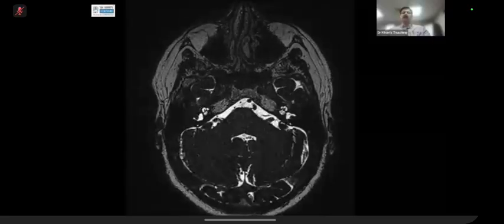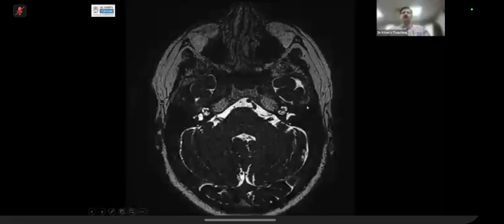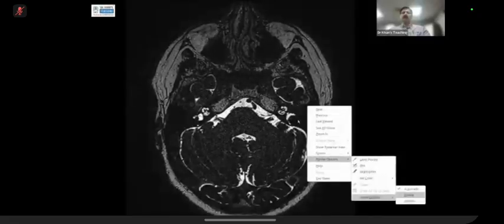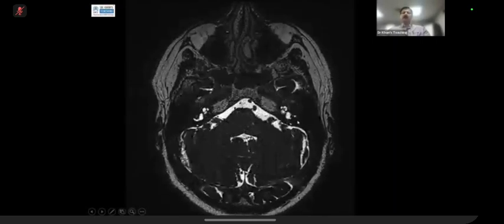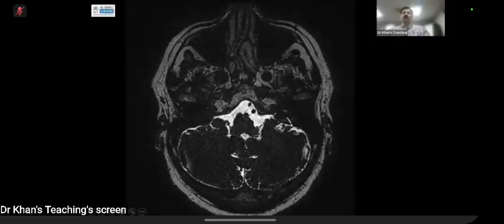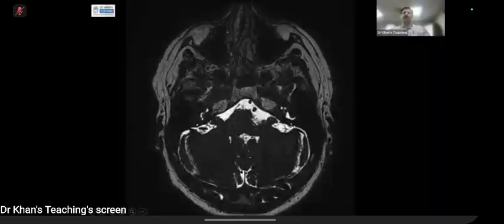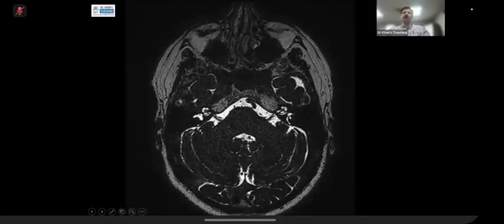Other than that, you can see that this is the vestibule, and this is the lateral semicircular canal. You see, it makes a circle like this. And something which makes a circle superiorly will be the superior semicircular canal, and this one is the posterior semicircular canal.